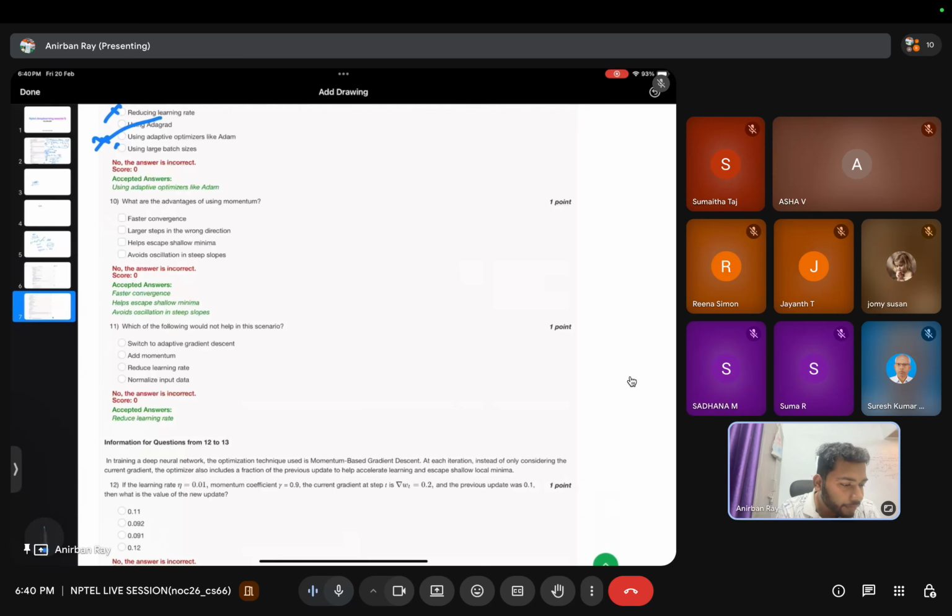Advantages of using momentum. So momentum has faster convergence, that's correct. Larger steps in the wrong direction, this is not an advantage, of course. This is a problem actually. Helps escape shallow minima. Yeah, this is another advantage.